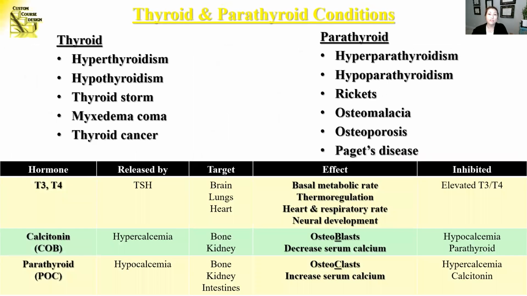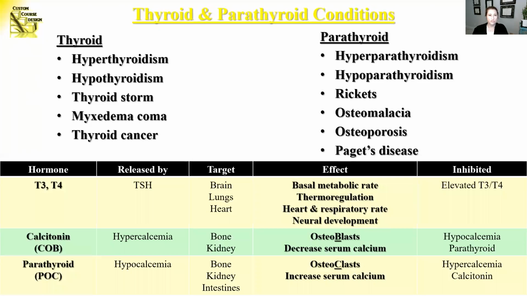Next, we're going to talk about our thyroid and parathyroid conditions. Reminder for those before we get started: we have T3, T4, that's released by thyroid stimulating hormone, that targets the brain, the lungs, and the heart. It affects our basal metabolic rate, thermoregulation, heart and respiratory rate, and our neural development. This will be inhibited by increased levels of T3 and T4.